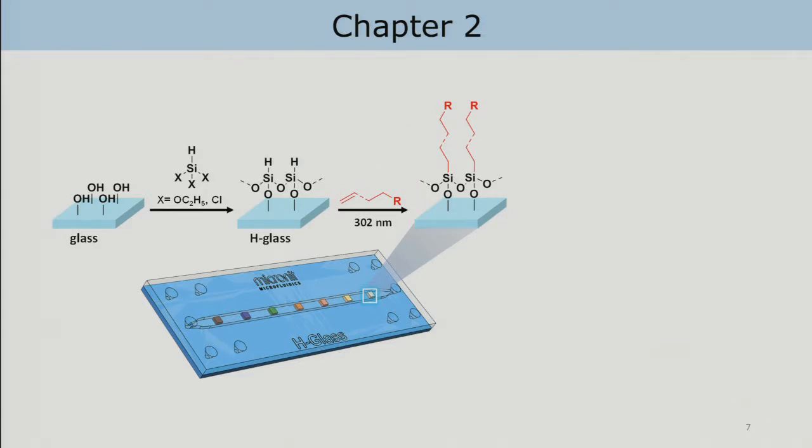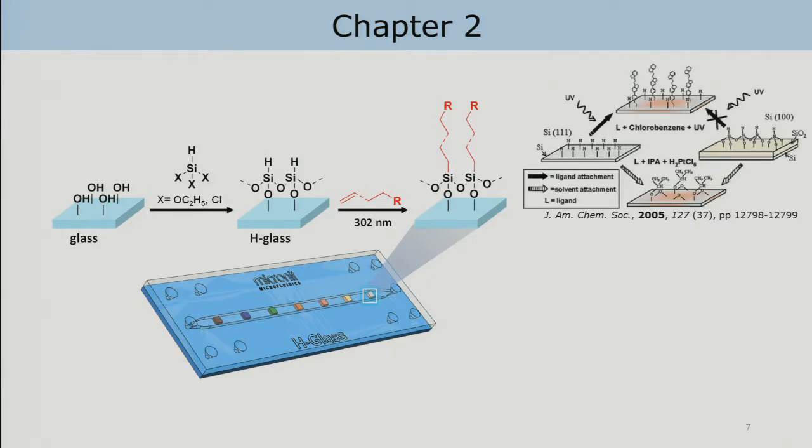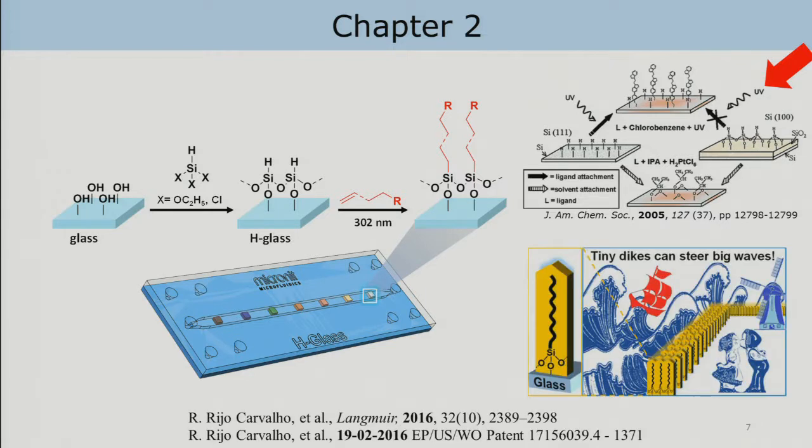There was only one problem. Once we finally achieved this, we found a paper in JACS saying that it was not possible. That implies a lot more work, because you really have to prove that it's there. So not only did we prove that it's there, we published it, and we even made a patent. So that's nice.